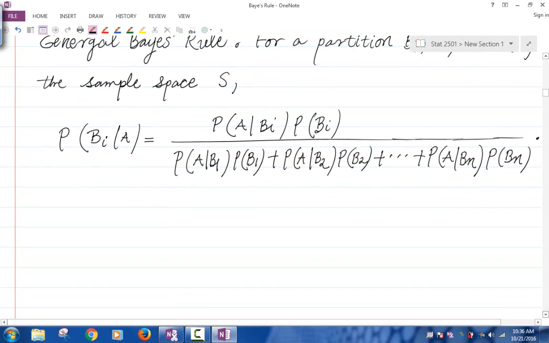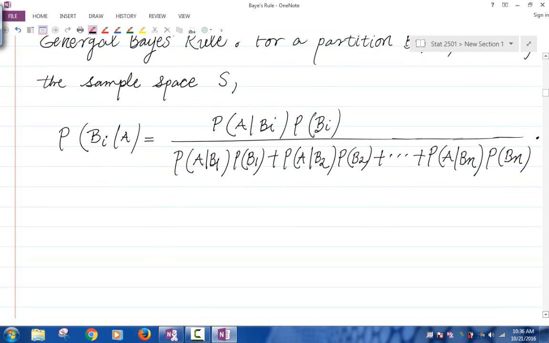Okay, so now I want to make a few remarks on how to recognize conditional probabilities in problems.